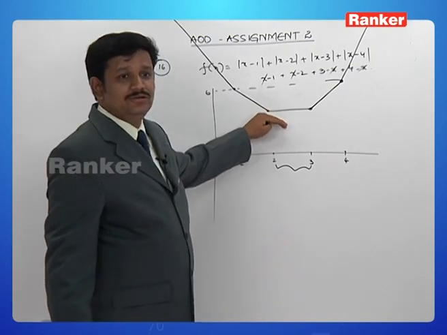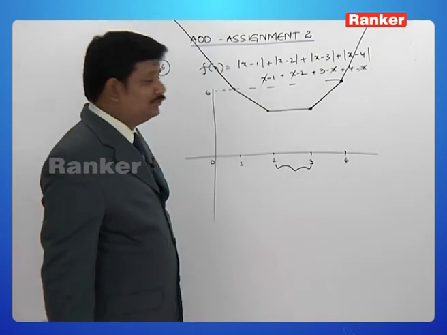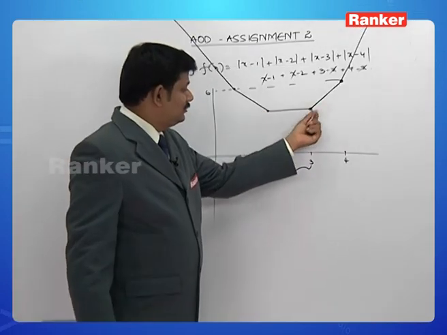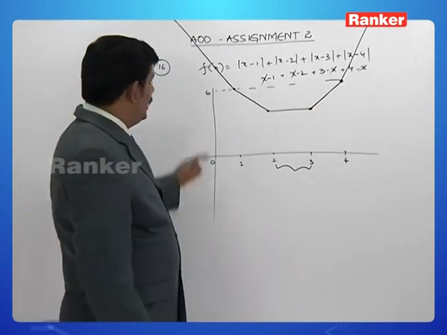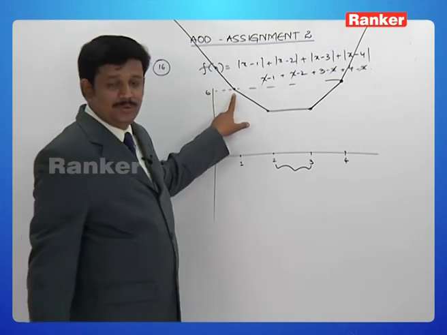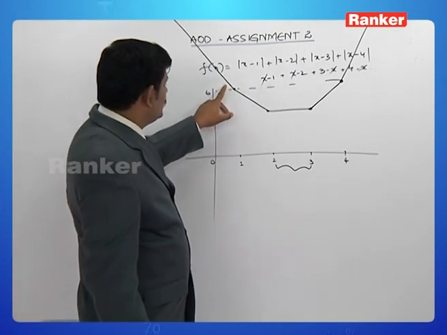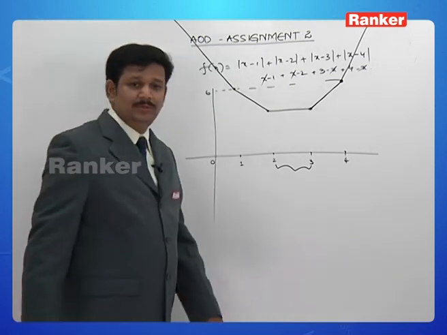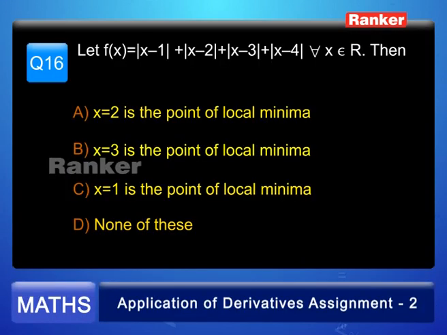All the function values in the neighborhood should be more than f of 2. So this is not a local minima. Even x equal to 3 is not a local minima, and x equal to 1 is again not a point of local minima. Left side values are more and right side values are less, so it can't be a point of local minima. So none of these are local minimums, or there is no local minimum for this function. It's option D.